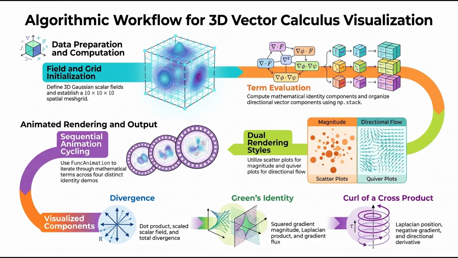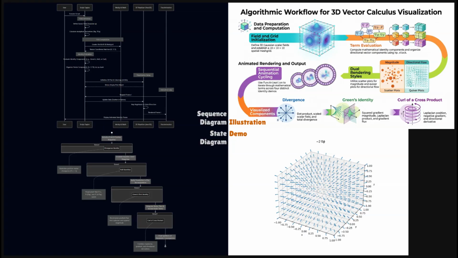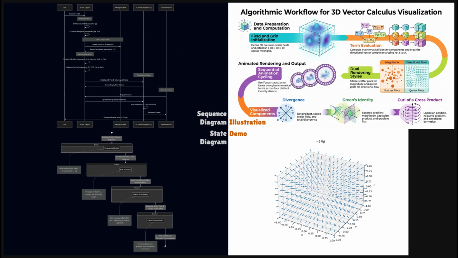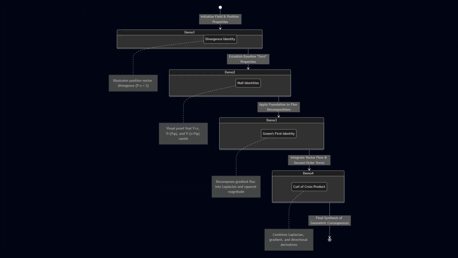2. Mathematical evaluation. The system takes the identities derived on the derivation sheet and computes their values at every single point within the 3D grid. For complex identities involving directional flow, the system organizes these into distinct spatial components to ensure the movement is rendered accurately.